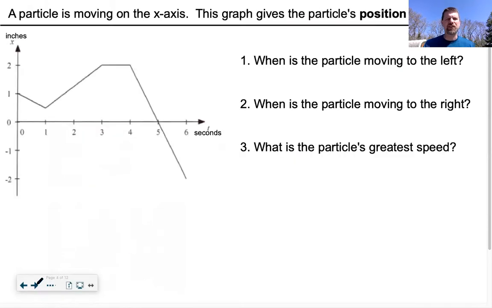Other velocity functions are position functions. All right, here we go. A particle is moving on the x-axis. This graph gives the position on the x-axis. So always make sure you know if the graph's a position function or velocity or acceleration, because it makes a difference how you look at it.